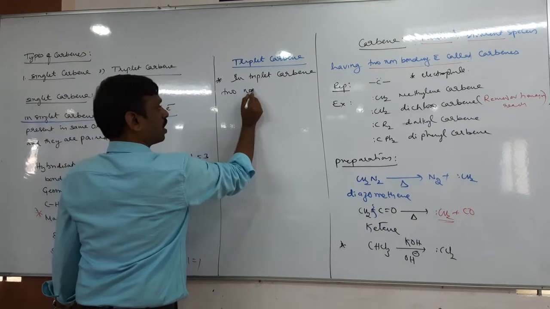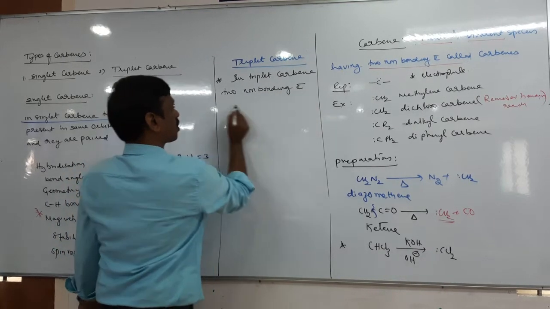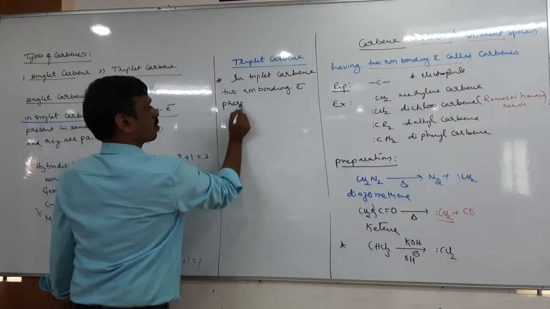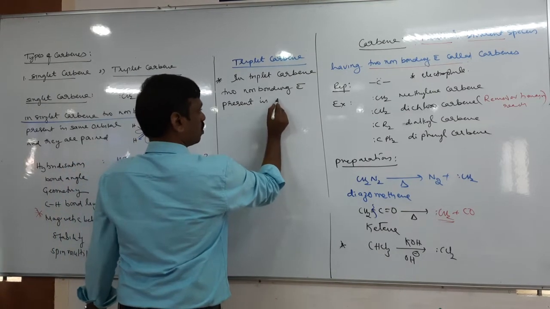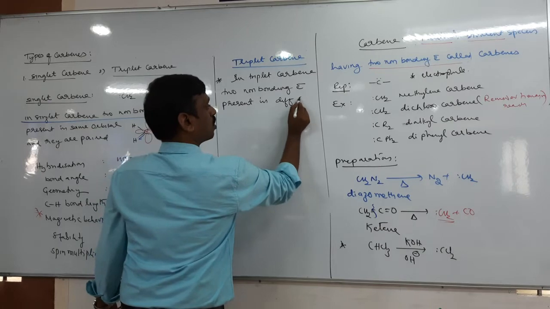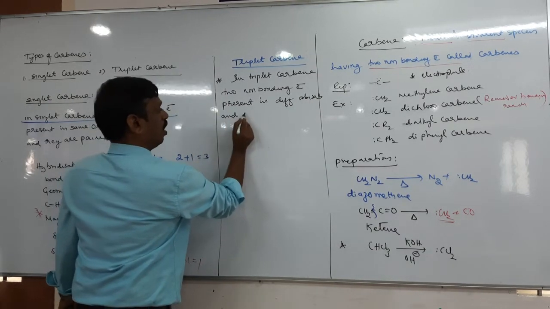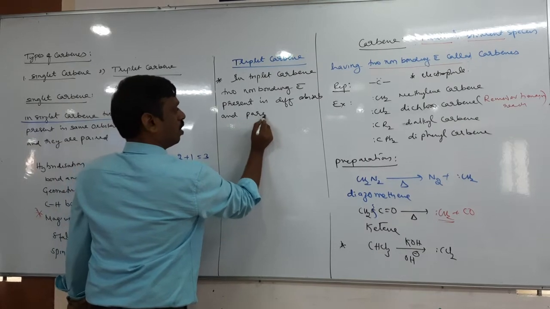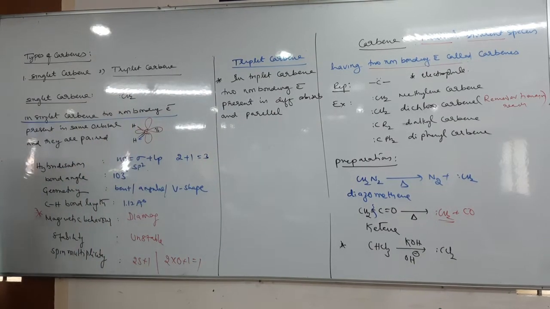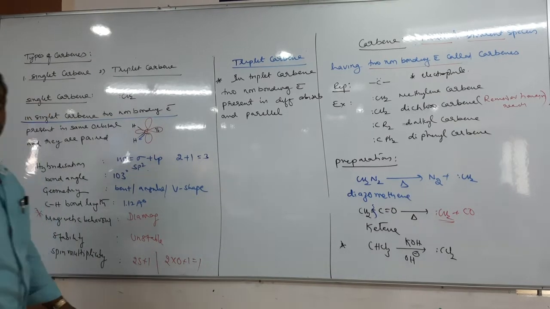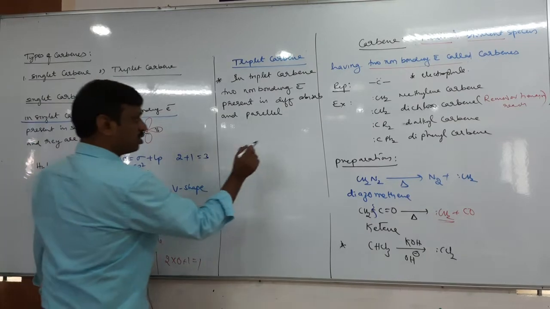two non-bonding electrons are present in different orbitals and parallel. They are parallel. Okay. So if two non-bonding electrons are present in different orbitals and they are parallel, then what is the structure?